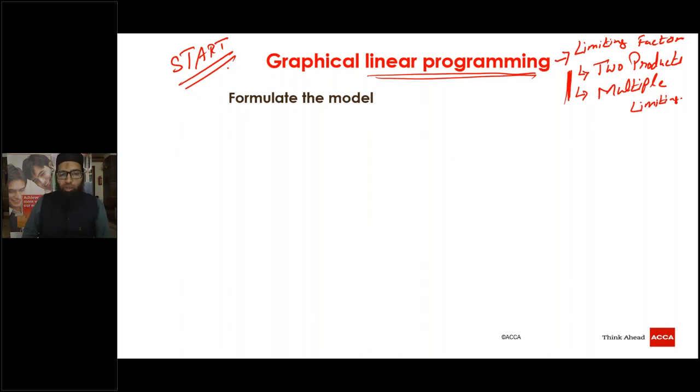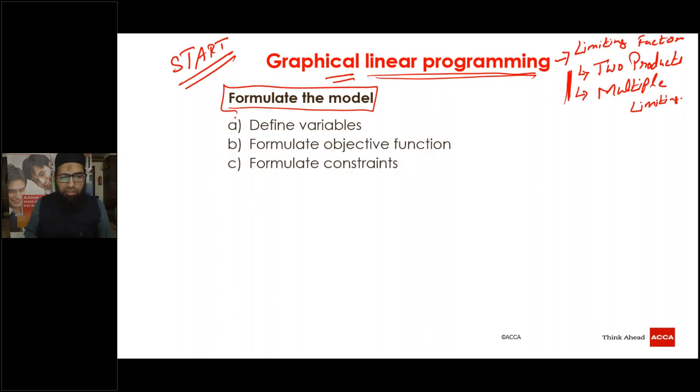Okay. So first of all, let's formulate the model. In graphical, this is a graphical model, and we have two main steps. One is to formulate the model, and the other one is to make a graph. In formulating the model, we have three main steps: we should define variables, we should formulate the objective function, and we should also formulate constraints. These are the three steps.